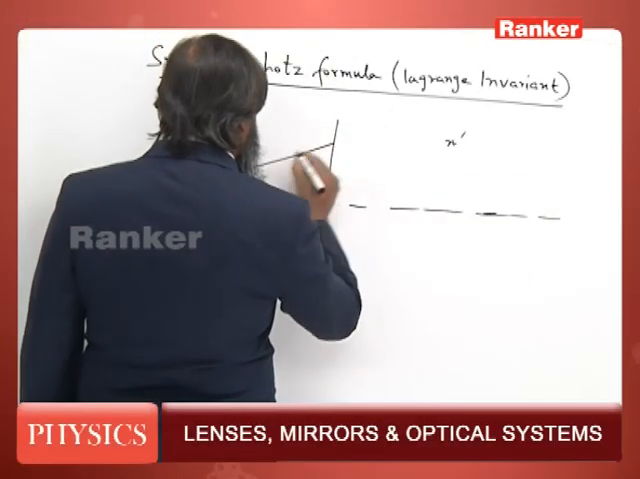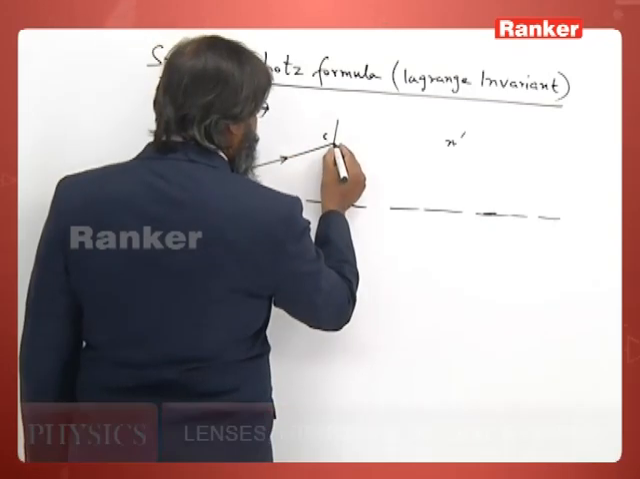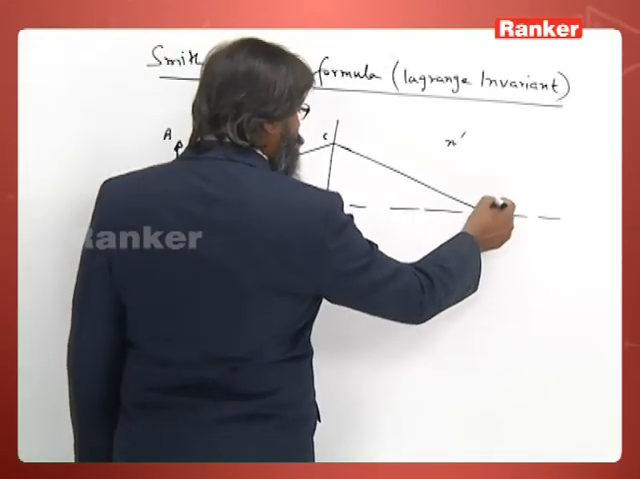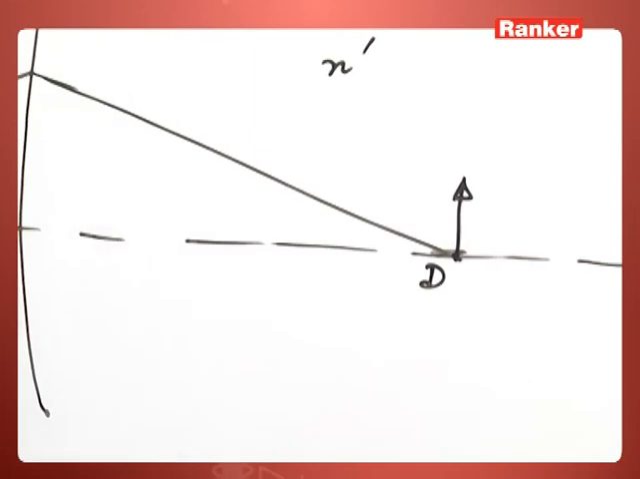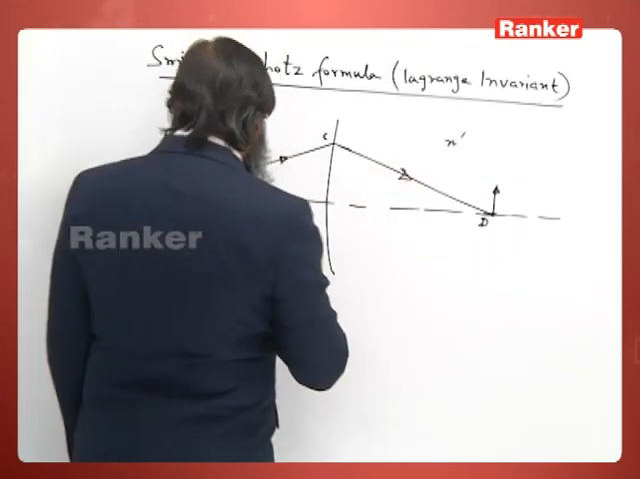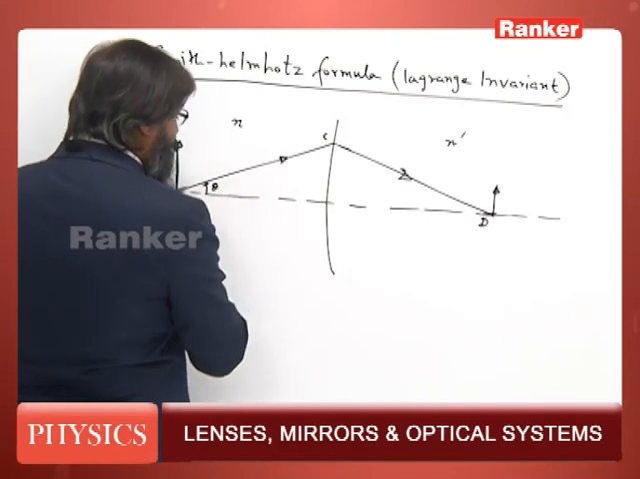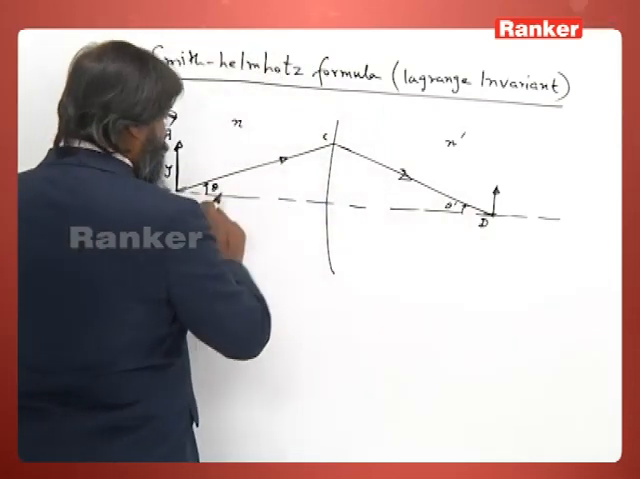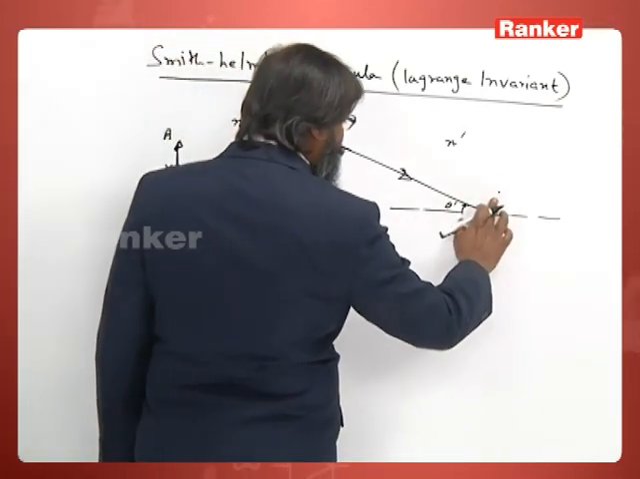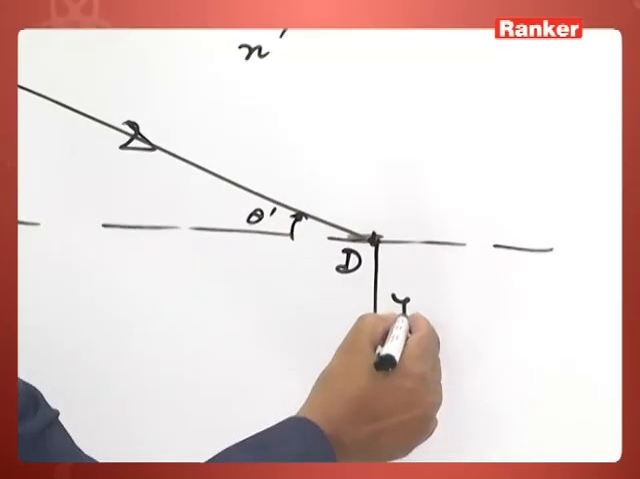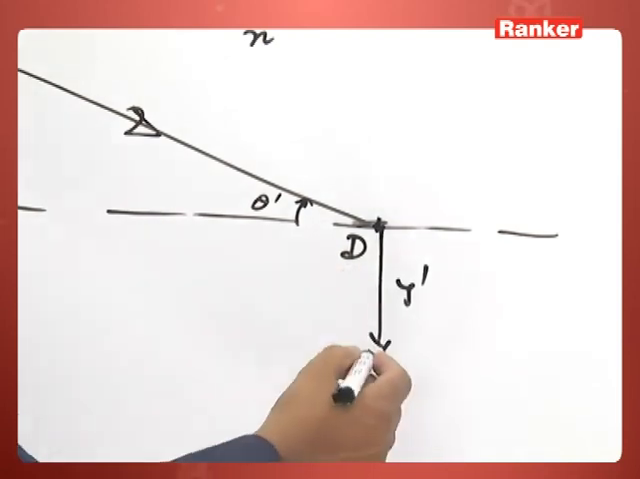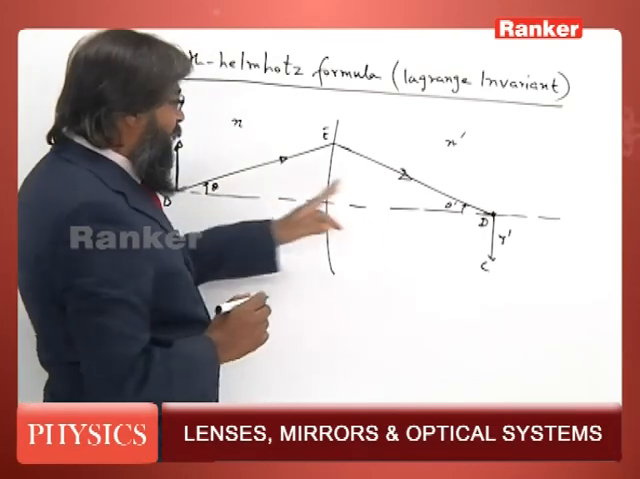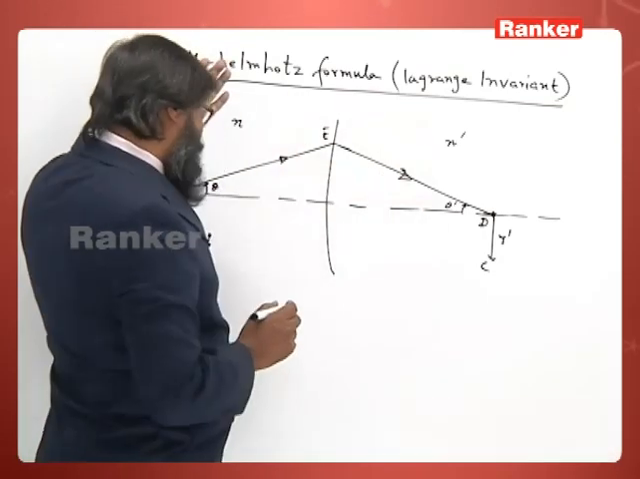Suppose we consider a paraxial ray, which goes to C and again falls here at D, and here we get an image. We may get the image here or here, we do not know. So this ray makes an angle theta, and this one makes angle theta dash. If this is theta measured from here and theta dash measured here, you will get an image. Suppose this is y dash. This is AB, this is CD, and call this E. Now, this is theta and this is theta dash, this is n and this is n dash.